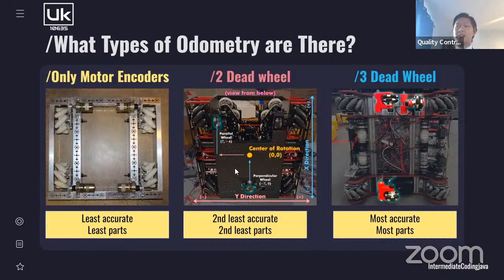It makes it sound worse than it is. It's not the most accurate, but it's still fairly accurate. And it has fewer parts than three dead wheels, which has three wheels, and this only has two wheels. The three dead wheels is the most accurate, but also takes up the most space. So you have to balance these trade-offs when you're building a robot.